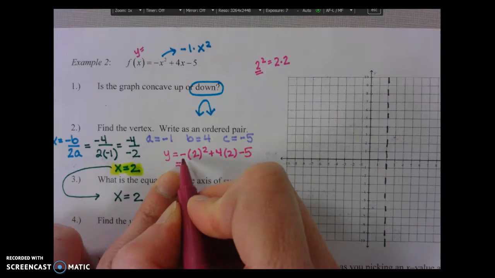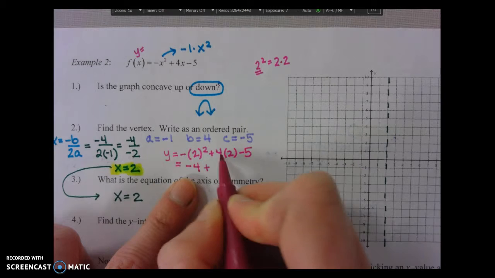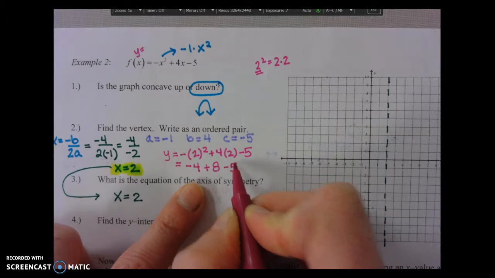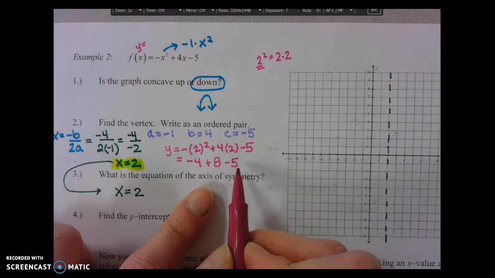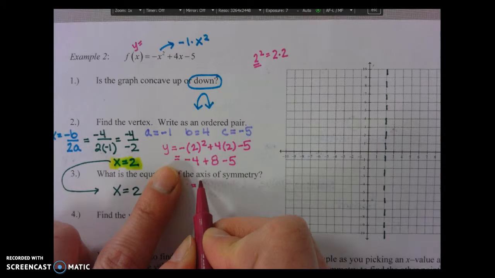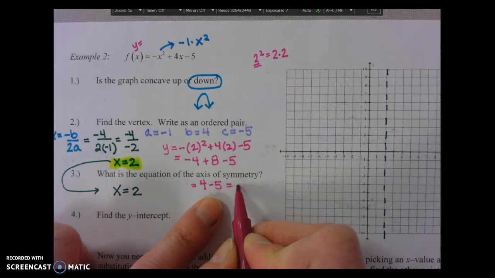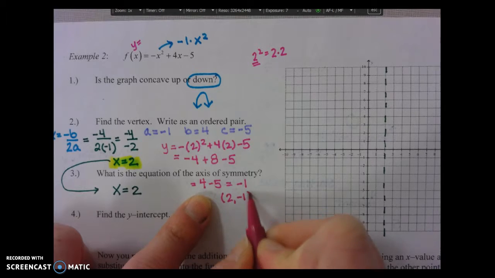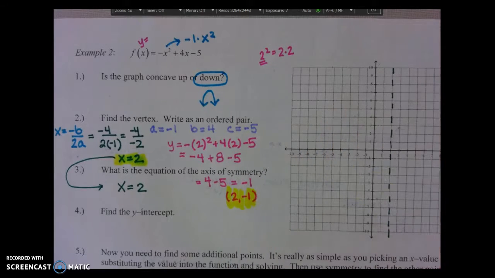4. What about this guy in front? That makes it -4. 4 times 2 is 8. And then our minus 5. Since this is all addition and subtraction, we go in order from the left side to the right side. So -4 plus 8 is 4. Bring down this. And 4 minus 5 is -1. There you go. Without a calculator too, right? Nice. So that is our vertex.